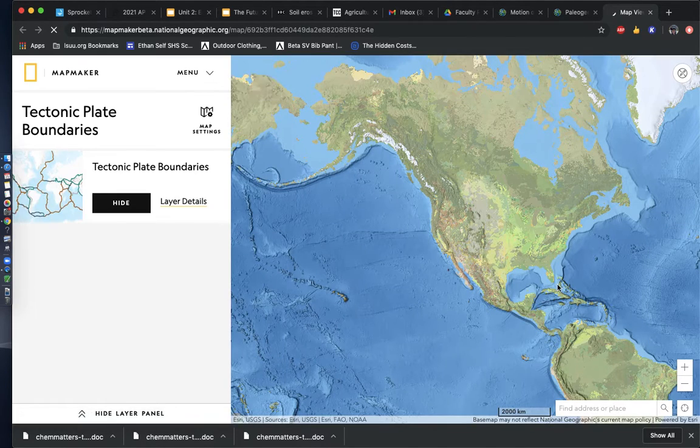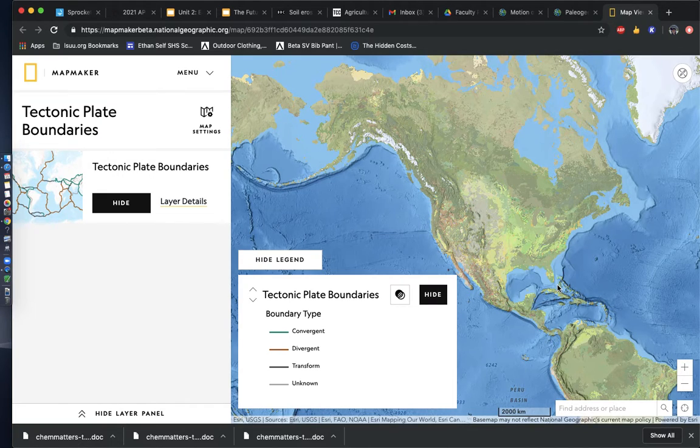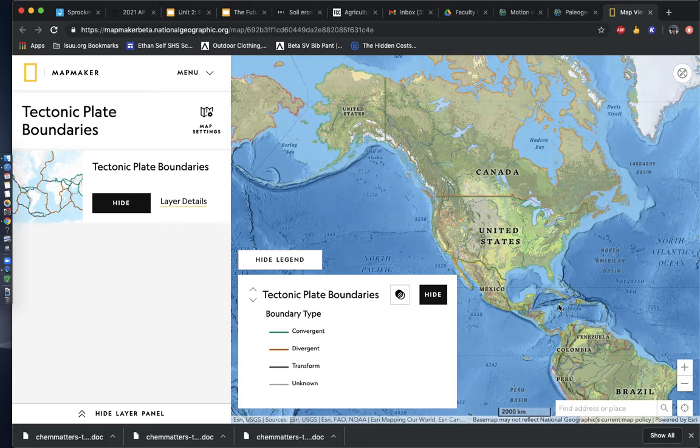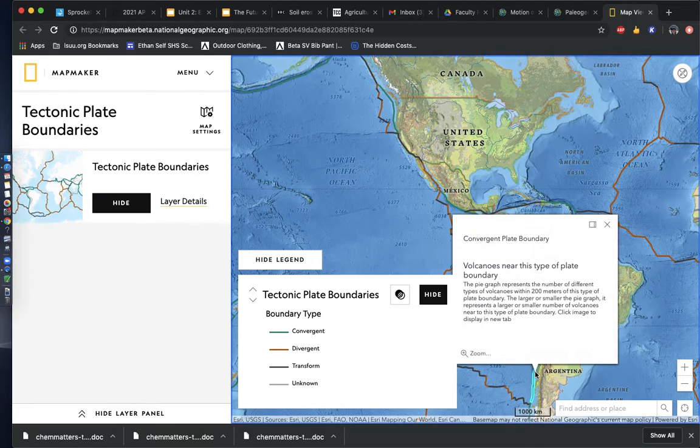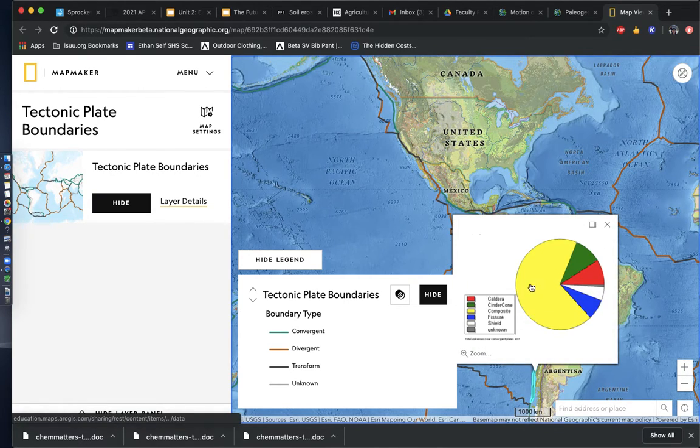And when you click on the plate boundary, you can see the relative distribution of different types of volcanoes formed on that type of plate boundary, which might be useful for you thinking about your relative location. So maybe you're in the Andes. When you look at the Andes, it's a convergent plate boundary. A lot of the volcanoes are composite, or some are cinder cone.